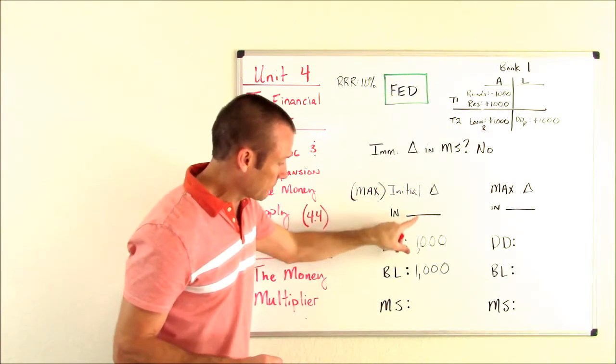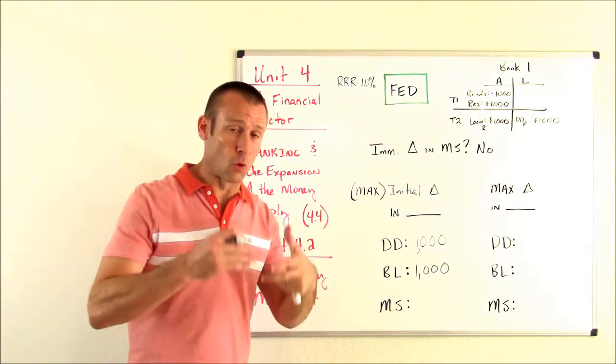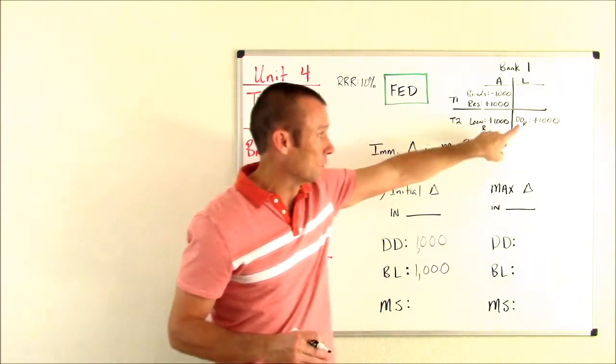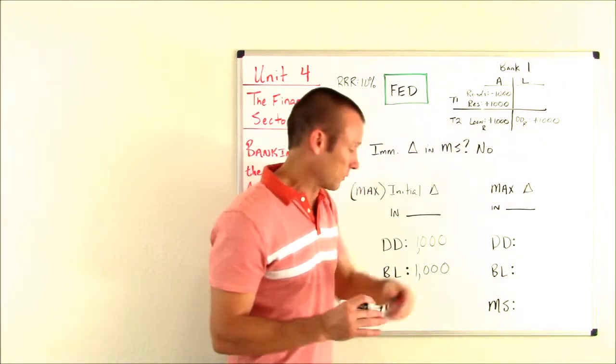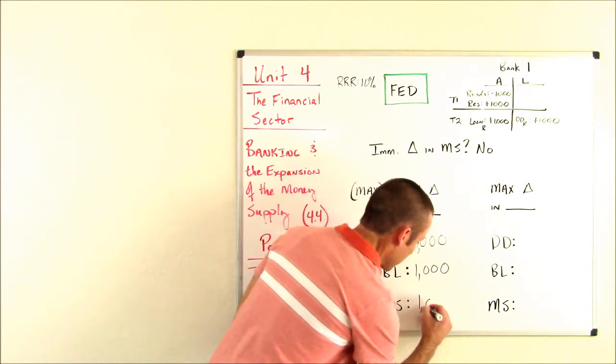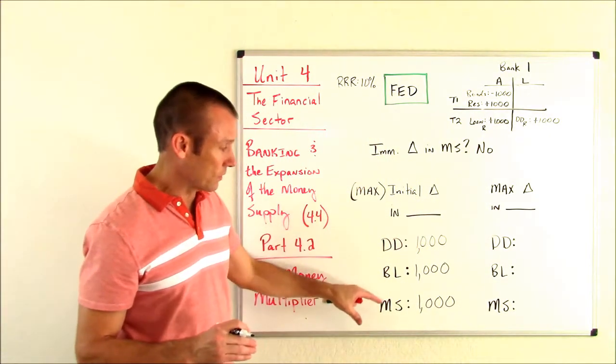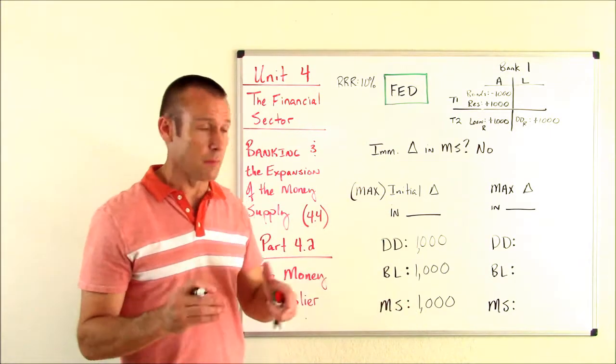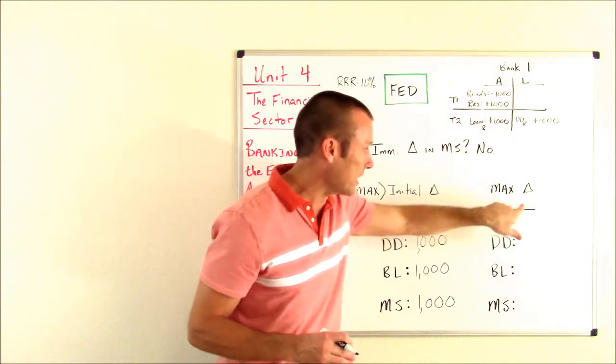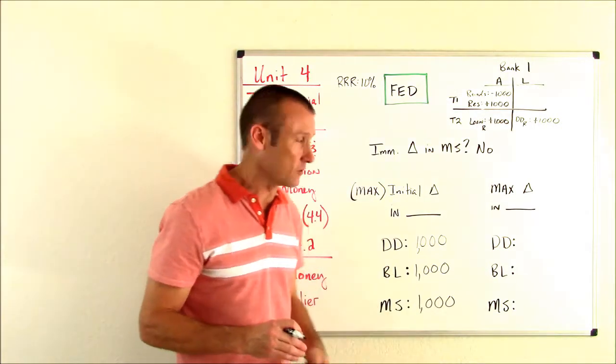Max initial change in the money supply. What was my initial or first change in the money supply? It was this demand deposit that was created. So $1,000. Now, what I need to do is multiply each of these by the money multiplier to find my max change in each of these, okay?